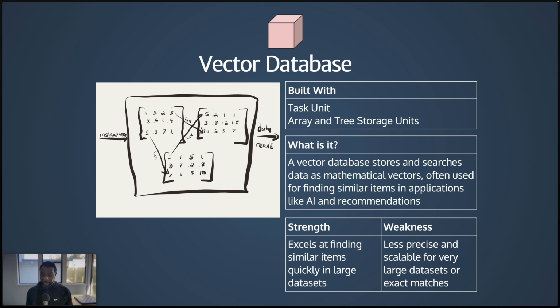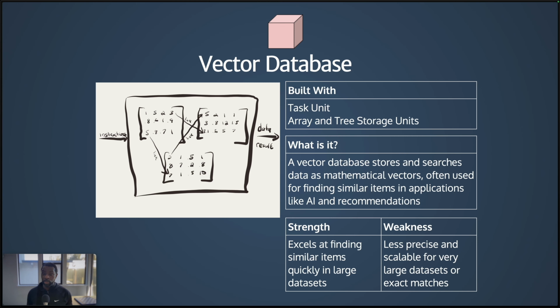A vector database stores and searches data as mathematical vectors, often used for finding similar items in applications like AI and recommendations. The key thing here is that a vector database takes data from file stores, from relational databases, and so on, and converts it into vectors, into numbers essentially, and they are saved into a database in a specific way in these higher dimensional matrices, essentially, that are connected to each other. That's what the links are for.